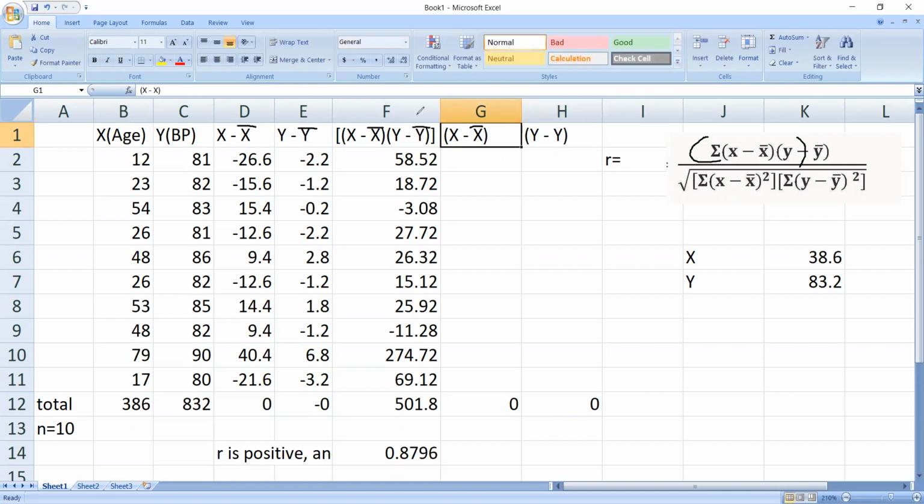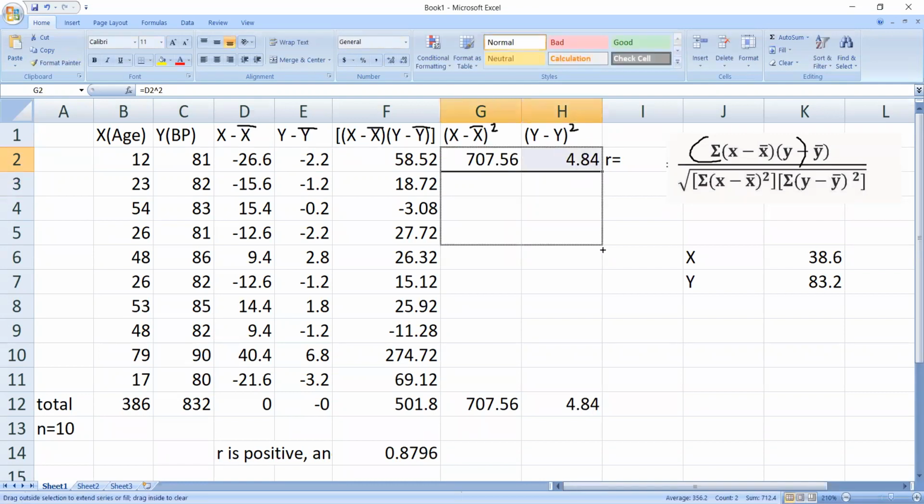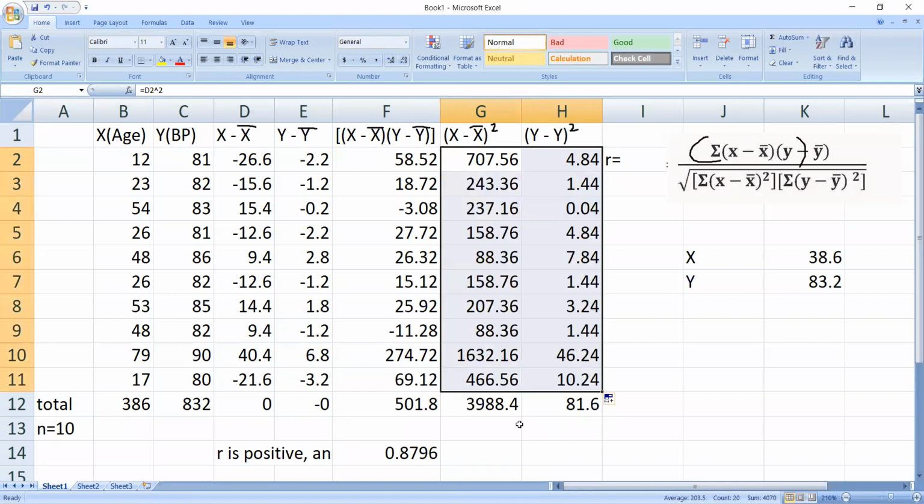Another advantage I could say about this method is that tabular calculations will be time consuming, but once you substitute in the formula it gives you the answer in 2 to 3 steps only. So I need x minus x bar whole square. X minus x bar is minus 26.6. When I square that, I get 707.56. Y minus y bar is 2.2. When I square it, I get 4.84. So obtain x minus x bar and y minus y bar whole square for all the pairs.